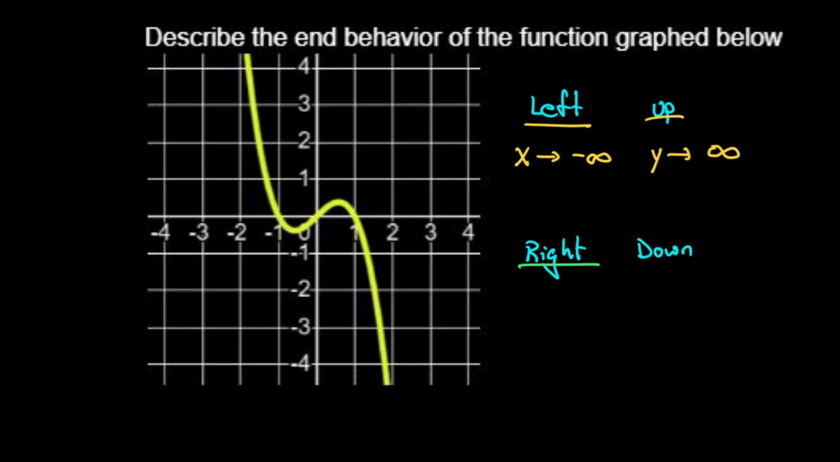And then for the right end behavior, as x approaches, right is an x descriptor. Positive x values are on the right, so positive infinity. We are going down, so y approaches, well, what type of y values are down? Negative, so negative infinity. And there we go, there's the end behavior for this function.